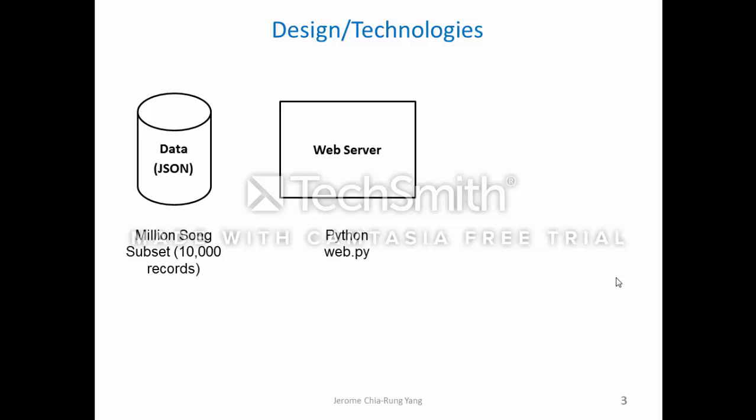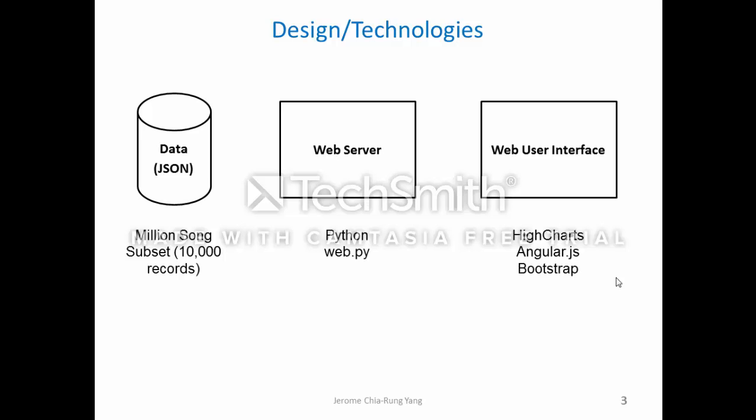And the web server is built on top of Python with a library called web.py. In the user interface, with HTML and JavaScript, we use HighCharts, AngularJS, and Bootstrap. So every time when web server receives a request, it will access the data, post-process the data, and return the data to user interface. The communication is done through a REST API.